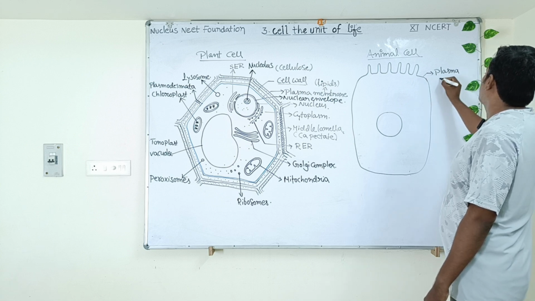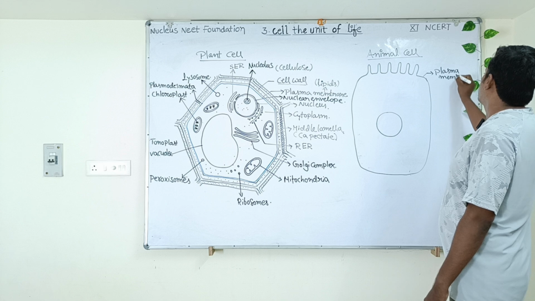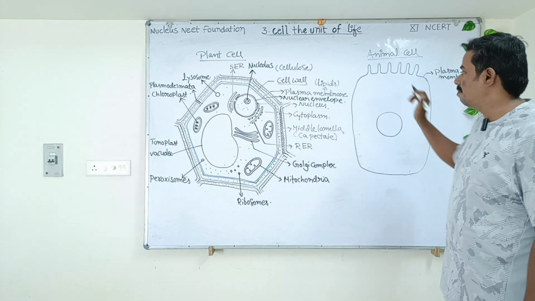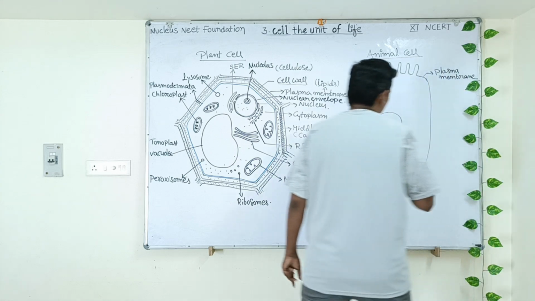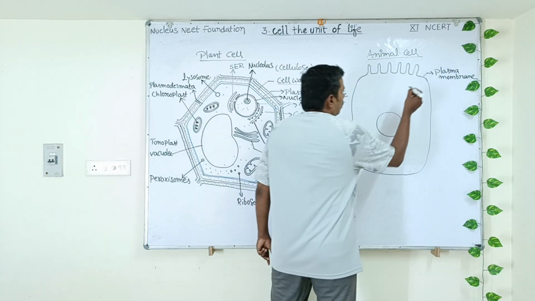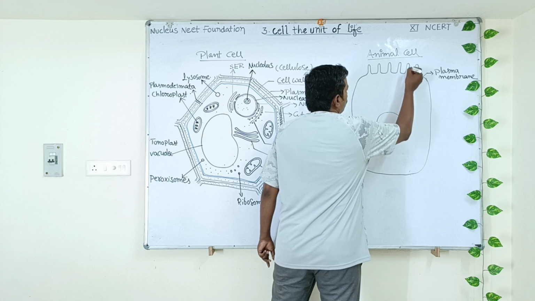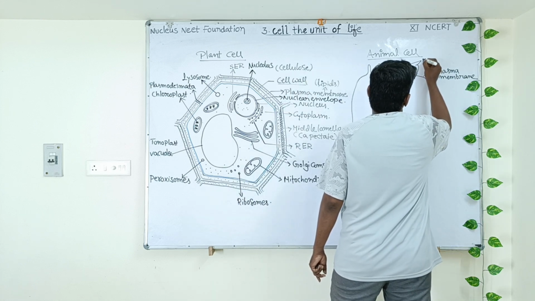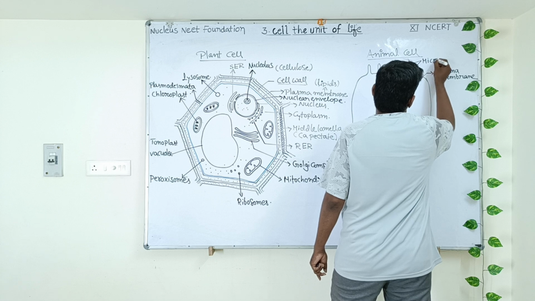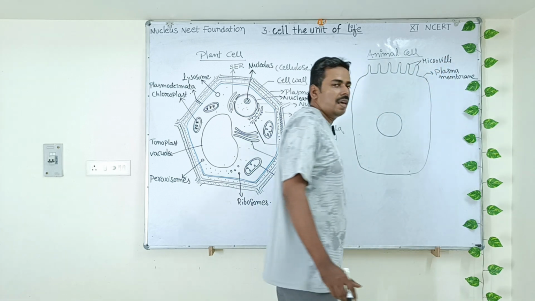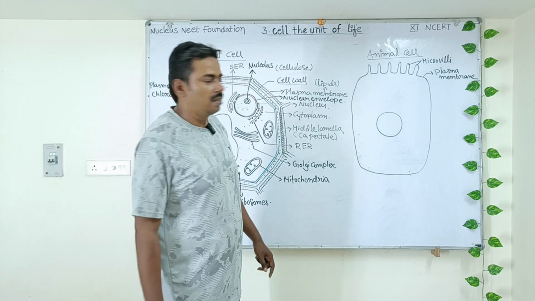Plasma membrane, which covers the animal cell. There is no cell wall as such in the animal cell. Only the plasma membrane acts as the outer delimiting membrane. There are certain projections formed by the plasma membrane. These finger-like projections are called microvilli. They help in absorption of nutrients.